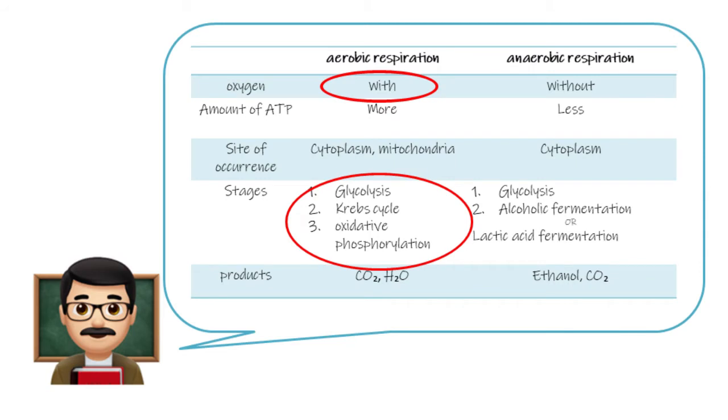Now, let us talk about aerobic respiration. Aerobic respiration takes place in the presence of oxygen. It occurs in three main stages: glycolysis, Krebs cycle, and oxidative phosphorylation.